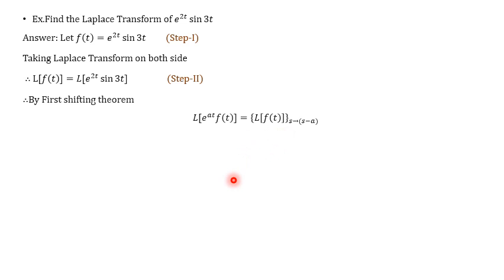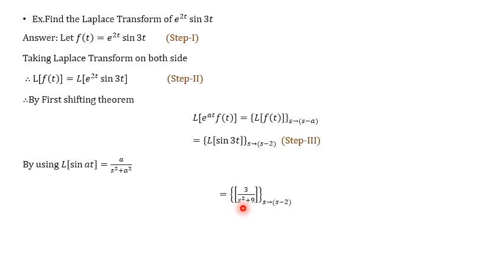So by using this formula, we get the Laplace transformation of sin 3t. We are ignoring this e^(2t) part and just taking the Laplace transformation of this sin 3t, and replace each s by s minus 2. In the next step, we have to take the Laplace transformation of this sin 3t by using the formula: the Laplace transformation of sin(at) is equal to a upon s square plus a square. So a is equal to 3.